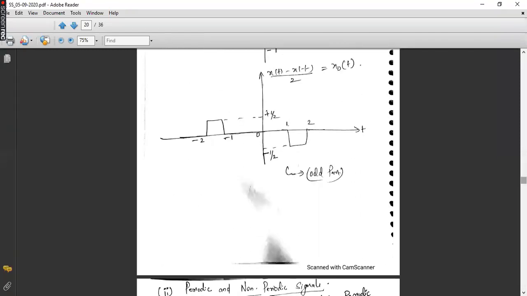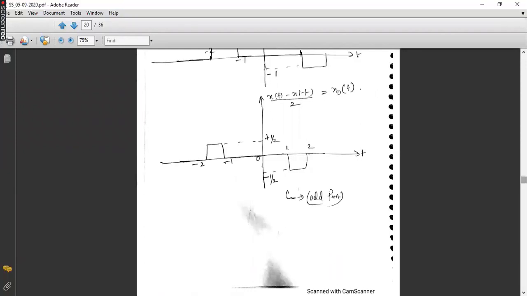Okay, so I finished the second type of signal. As of now, we have discussed two different types of signal. One is continuous and discrete type signal, the first classification. The second classification was even and odd signal. Now I'm moving to the next classification of signal, periodic and non-periodic signal.